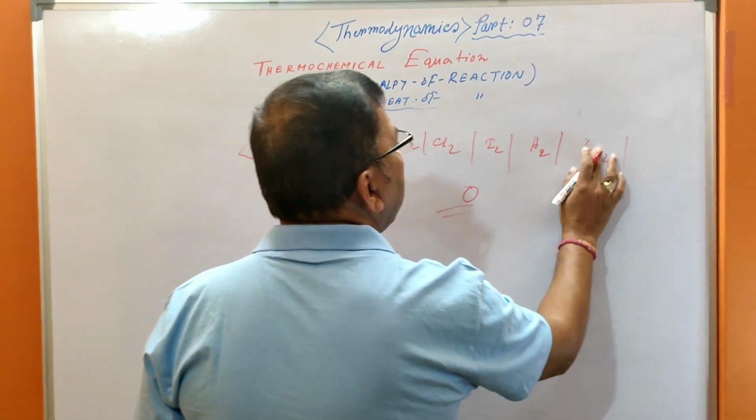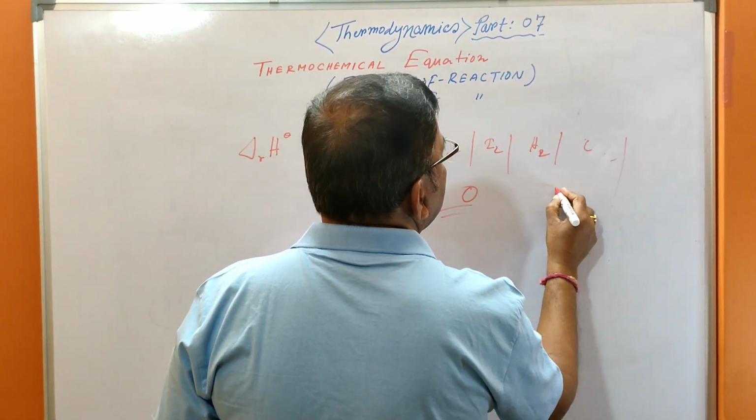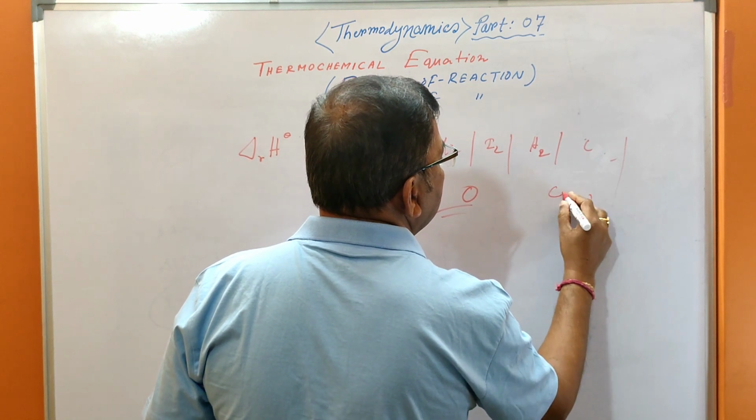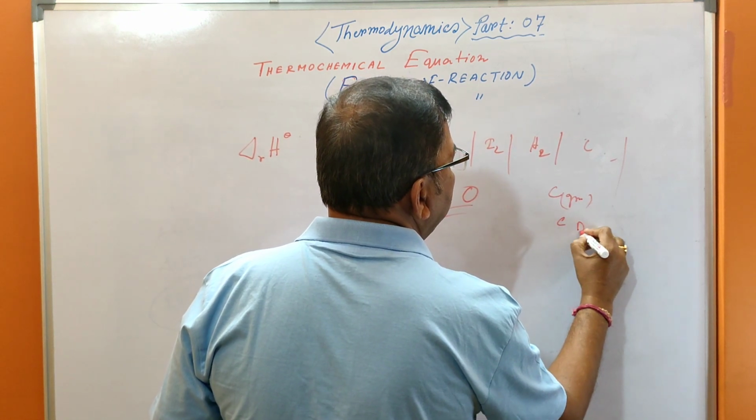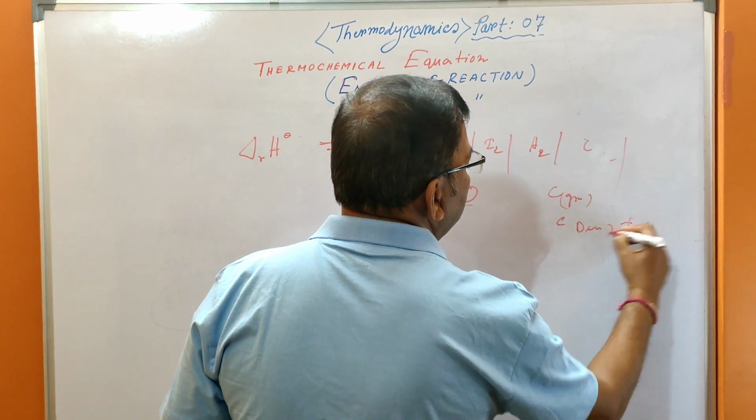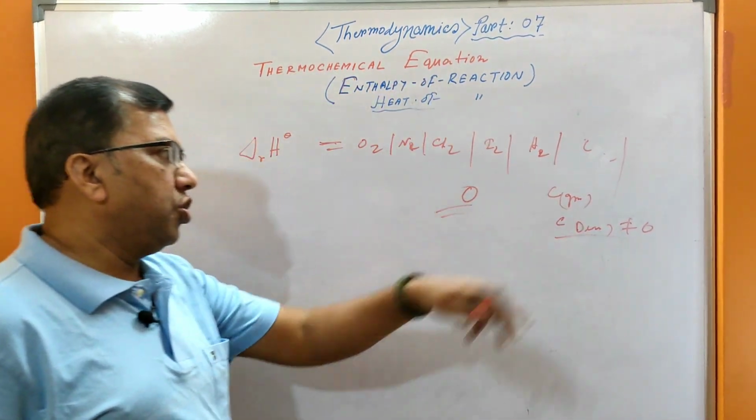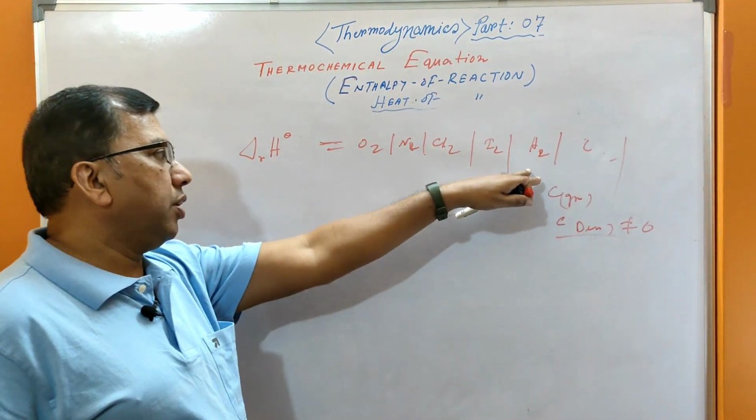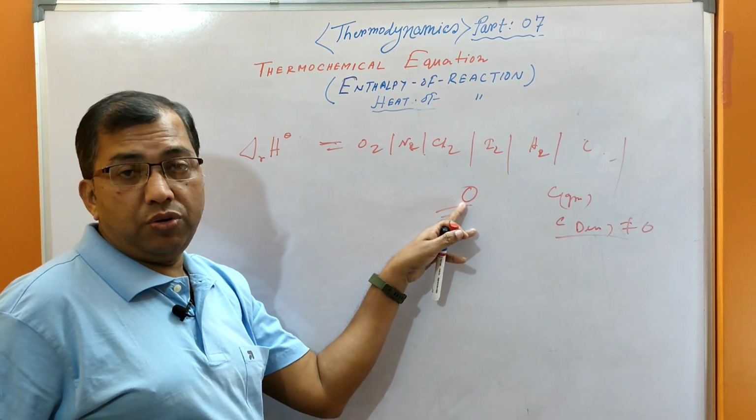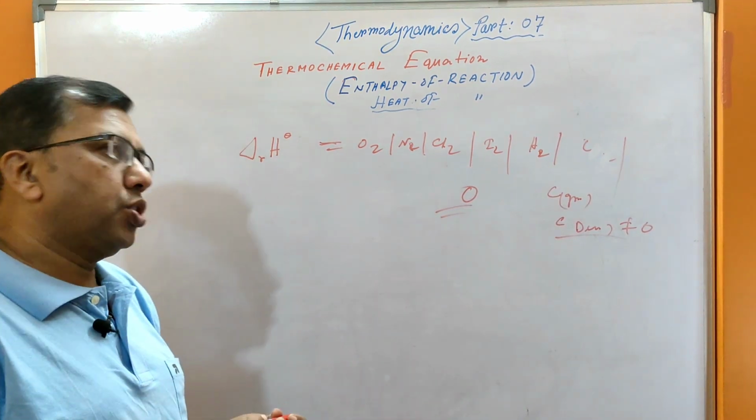But in case of carbon, that means graphite. But in case of carbon as diamond, it is not equal to zero. In case of diamond, the carbon is not equal to zero. But for the naturally occurring, free state, the enthalpy will be zero. So now we will discuss step by step.